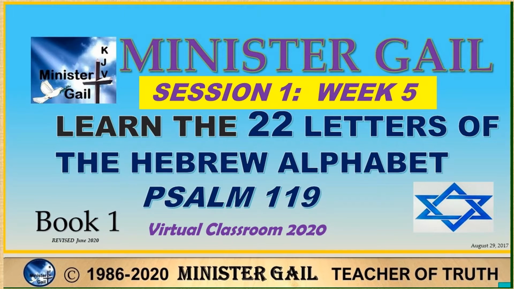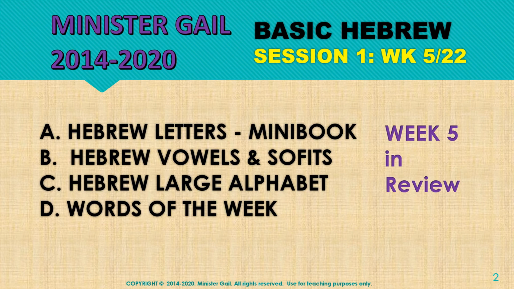This is Session 1, Week 5 of Learning the 22 Letters of the Hebrew Alphabet. Section 1, Week 5 out of 22, we will go over the Hebrew letters in the mini book, Hebrew vowels and sofits, the Hebrew large alphabet, and words of the week. This is Week 5 in review.